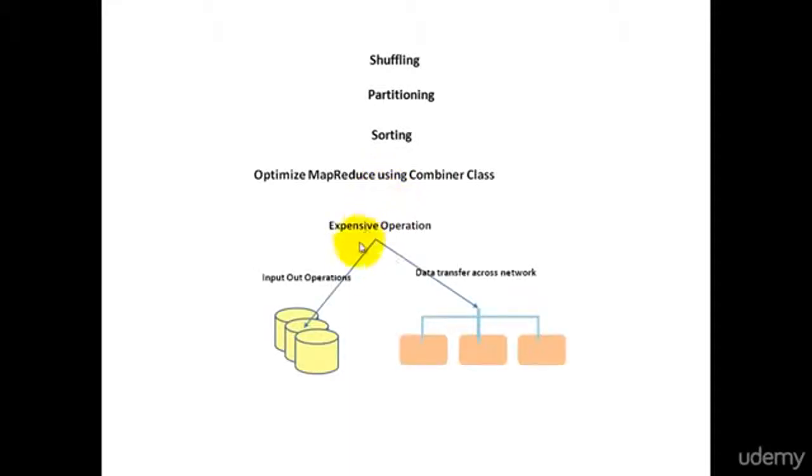In this session, we will learn more details about shuffling, partitioning, and sorting. We will also see how to optimize the MapReduce program using Combiner class. Before that, we need to keep one thing in mind. Input-output operations and data transfer across the network are the most expensive operations while processing the data.